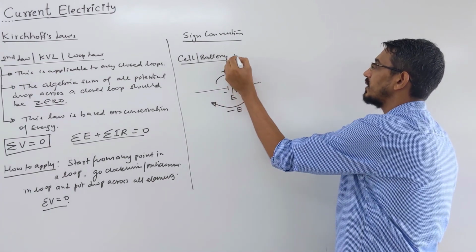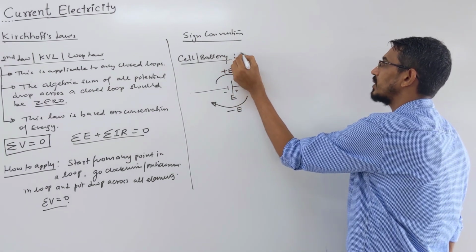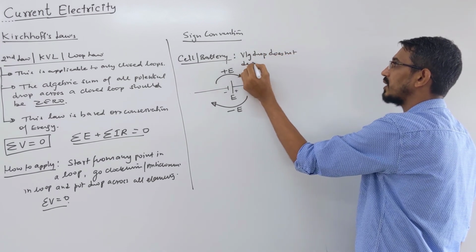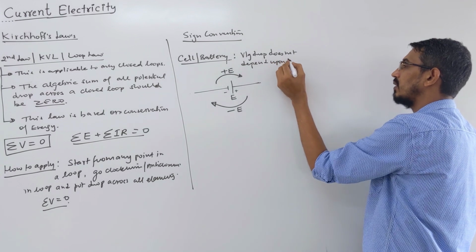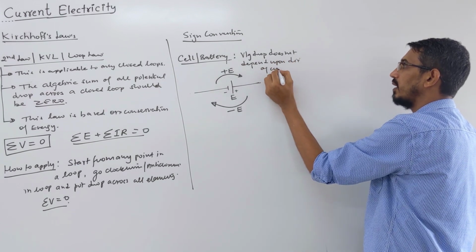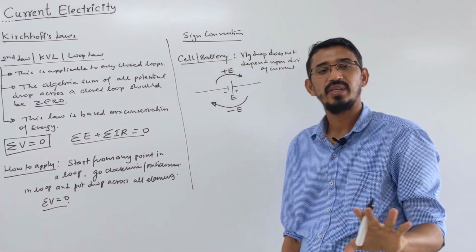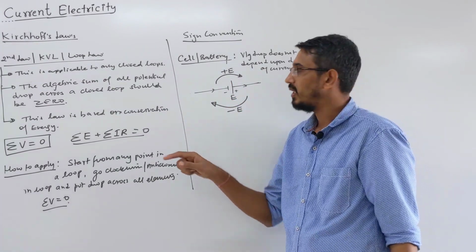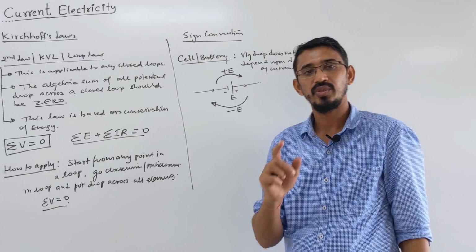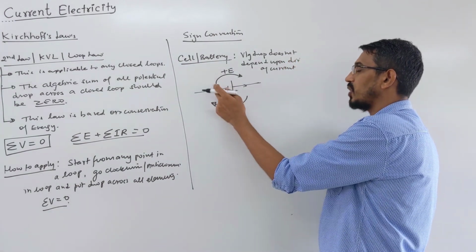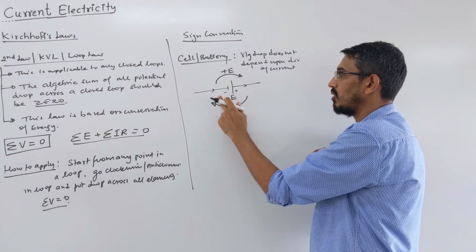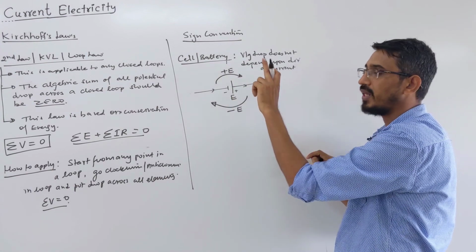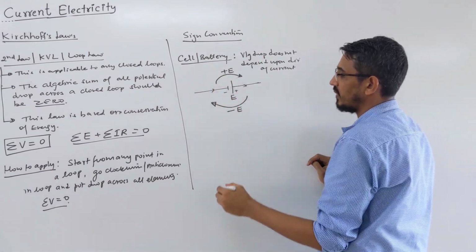Also, this sign convention, the potential drop, does not depend on the direction of current. In a battery, your voltage drop will not depend on how current is flowing; whether current is flowing this way or the opposite, the answer will be the same. It depends only on how you are jumping, from negative to positive terminal or positive to negative terminal. Negative to positive means your potential is increasing, so the answer is plus E. Positive to negative means your voltage is decreasing, so minus E. It does not depend on direction of current. This depends on direction of current in the case of resistance.